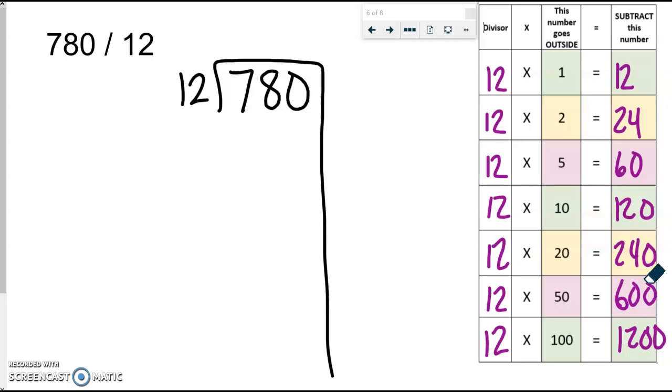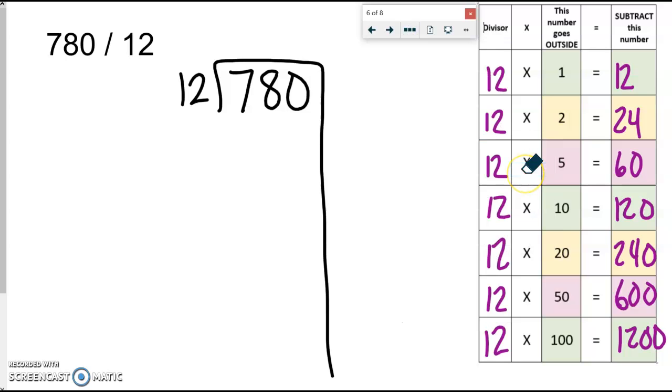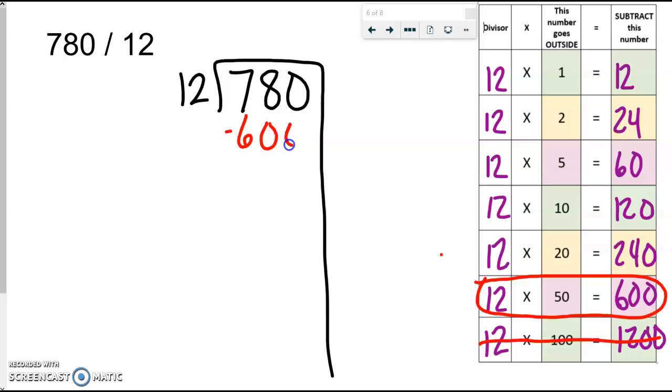So now we're going to go through, and we're going to find the number in the right-hand column that is as close to 780, but not bigger than 780. I see 1,200 is too big, but 600 should be really good. Now that number 600 is in the column that says you need to subtract it, and 50 is in the column that says it needs to go outside of the house. So let's subtract. 0 take away 0 is 0, 8 take away 0 is 8, and 7 take away 6 is 1.